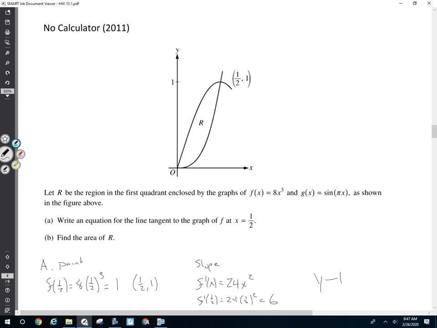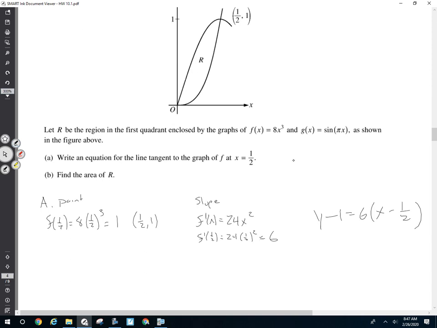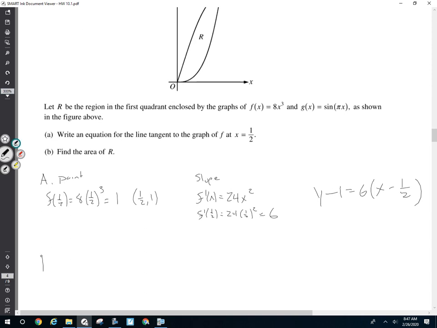Point-slope form: y minus y1 equals m times x minus x1. How many of you would be able to get that? Hopefully more than less.